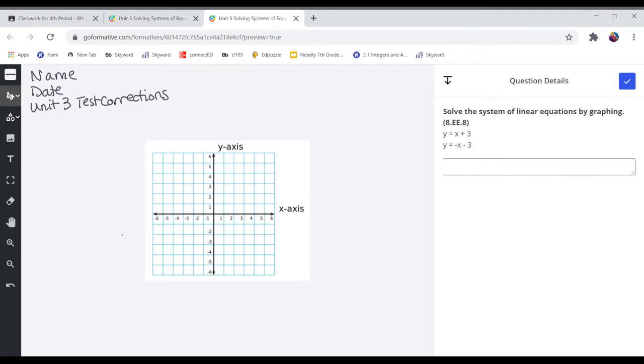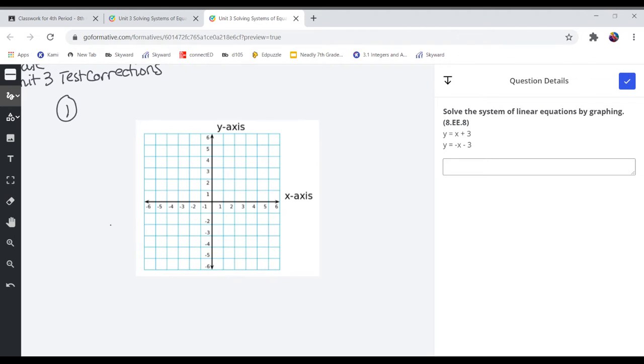So let's start with number 1. It says solve the system of linear equations by graphing y equals x plus 3 and y equals negative x minus 3. So y equals x plus 3 and y equals negative x minus 3.